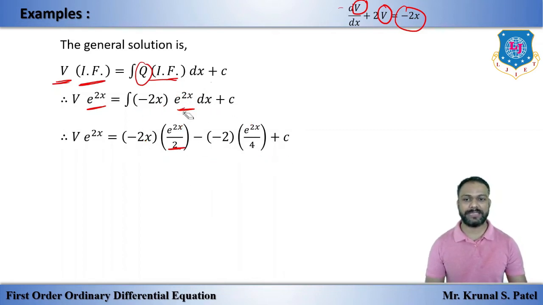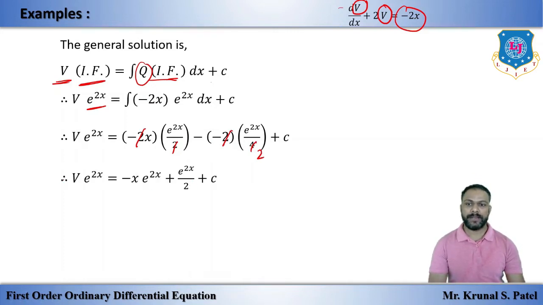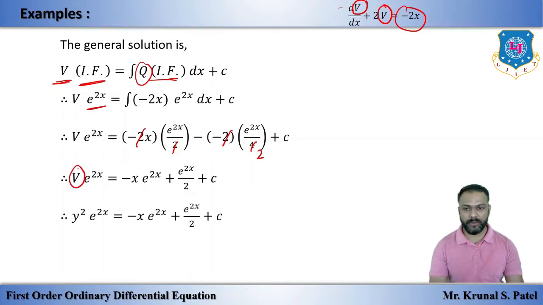And by simplifying this, we cancel out this 2, cancel this 2, minus minus plus, and by simplifying this we have this. Now we can replace the value of v, and we know the value of v; we just supposed it was y squared.